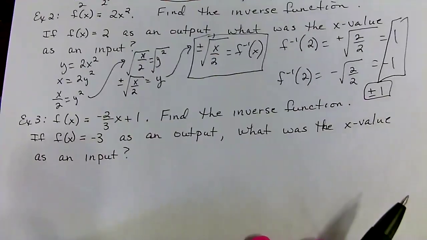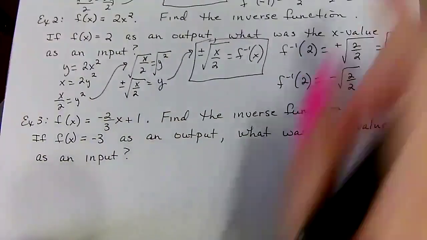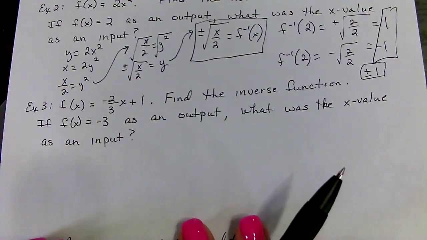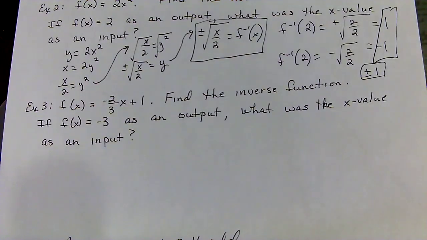Okay, let's go to example 3. The reason I picked this one is because it has some fractions involved. So example 3, f of x is equal to negative 2/3 x plus 1. Find the inverse function. So let's do that first.